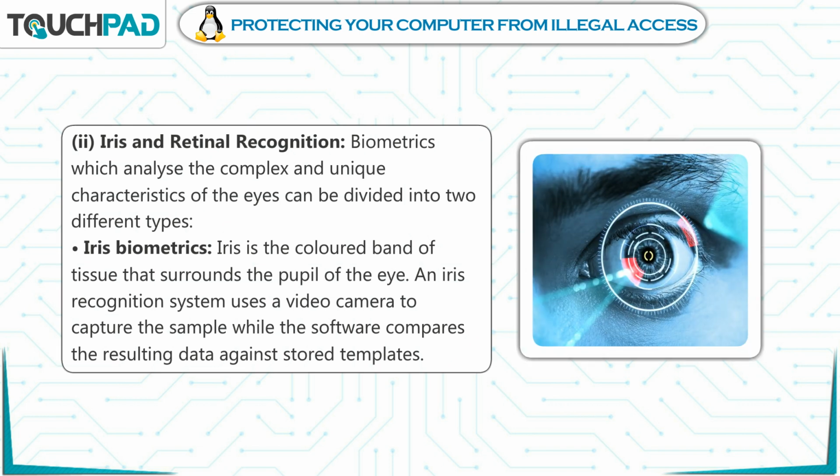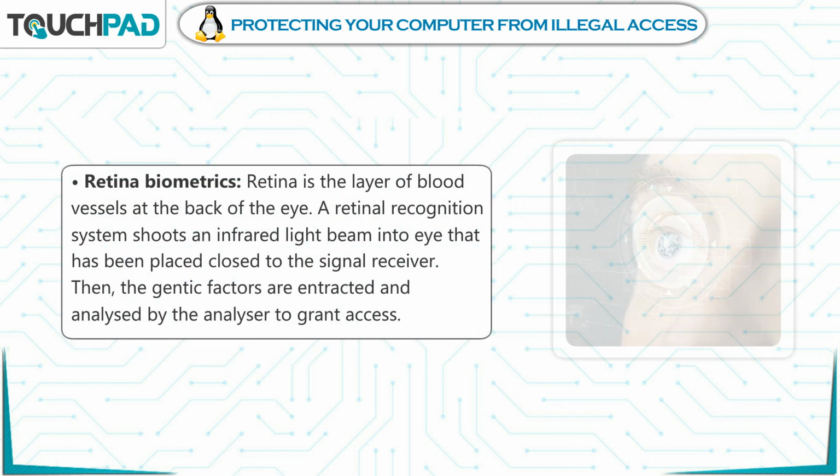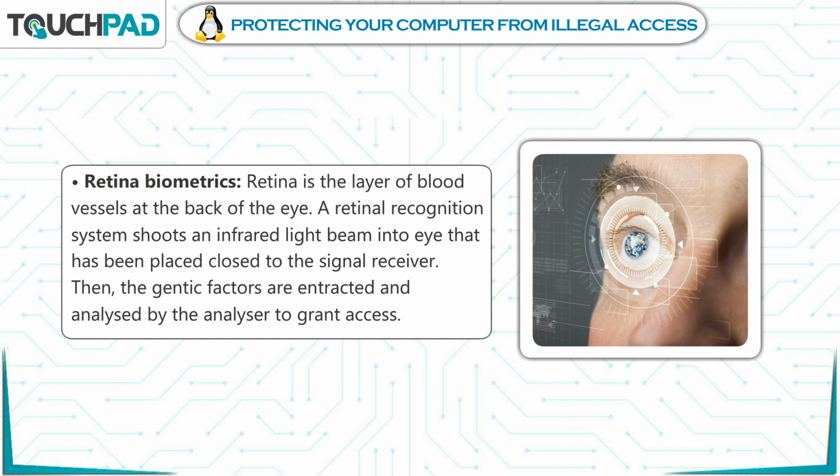Second, iris and retinal recognition. Biometrics which analyze the complex and unique characteristics of the eyes can be divided into two different types. Iris biometrics. The iris is the colored band of tissue that surrounds the pupil of the eye. An iris recognition system uses a video camera to capture the sample while the software compares the resulting data against stored templates. Retina biometrics. The retina is the layer of blood vessels at the back of the eye.